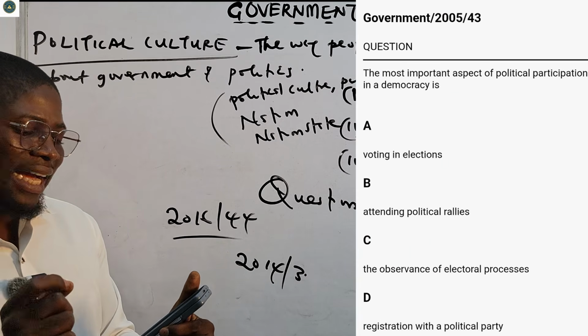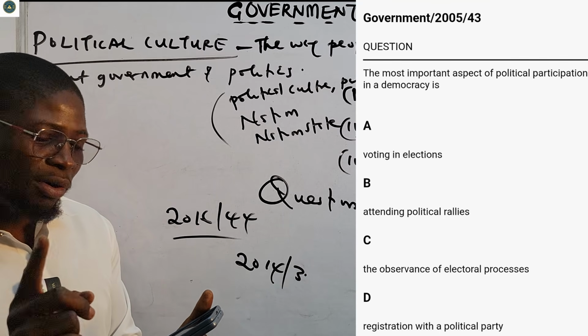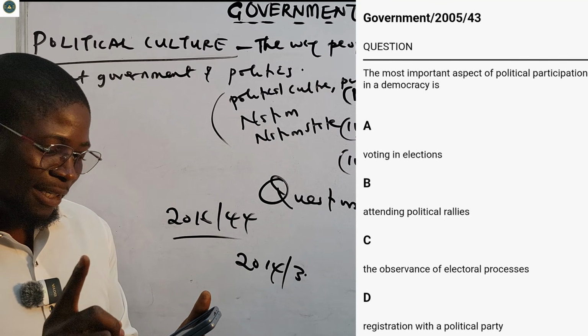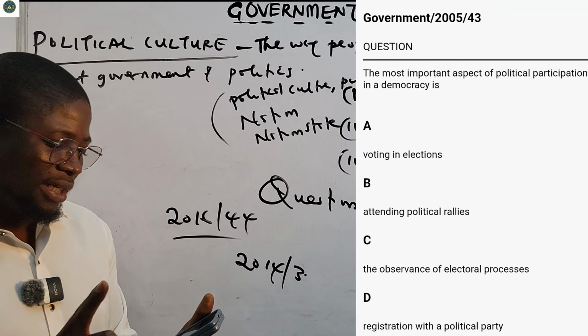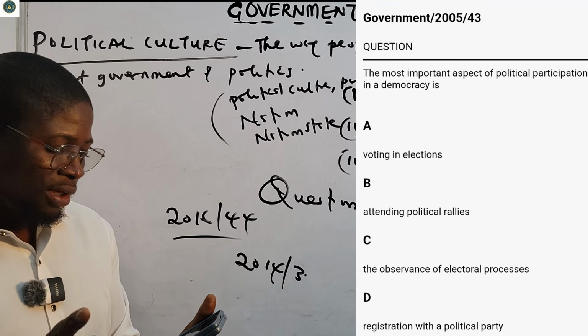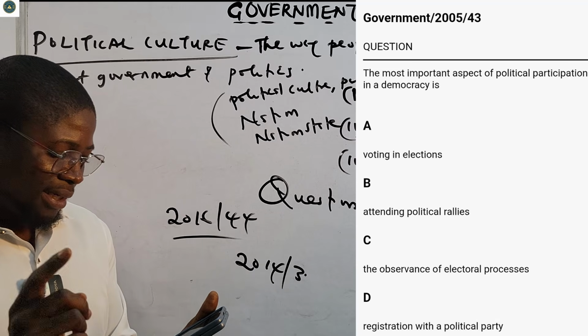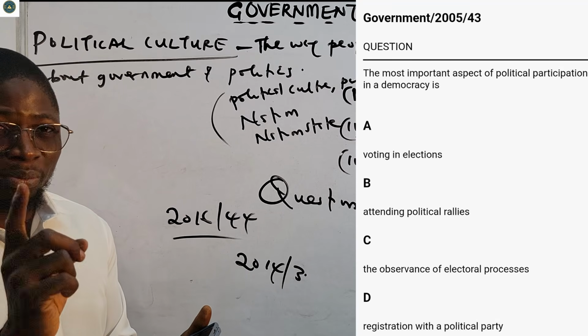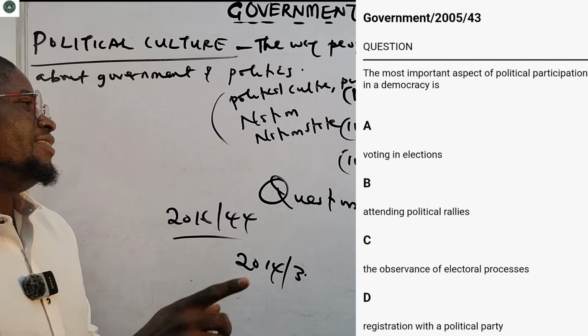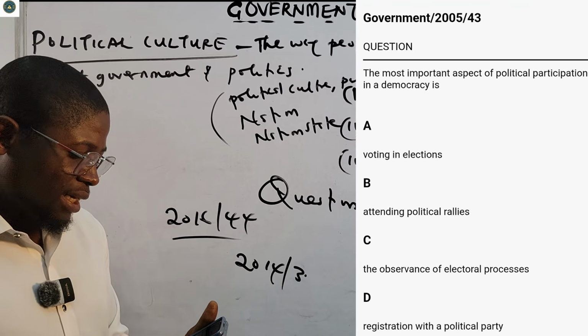2005, number 43. They say the most important aspect of political participation in a democracy is: A, voting in elections; B, attending political rallies; C, the observance of electoral processes; D, registration with a political party. The most important is voting. Vote. That's the first one I was mentioning. Vote during elections.